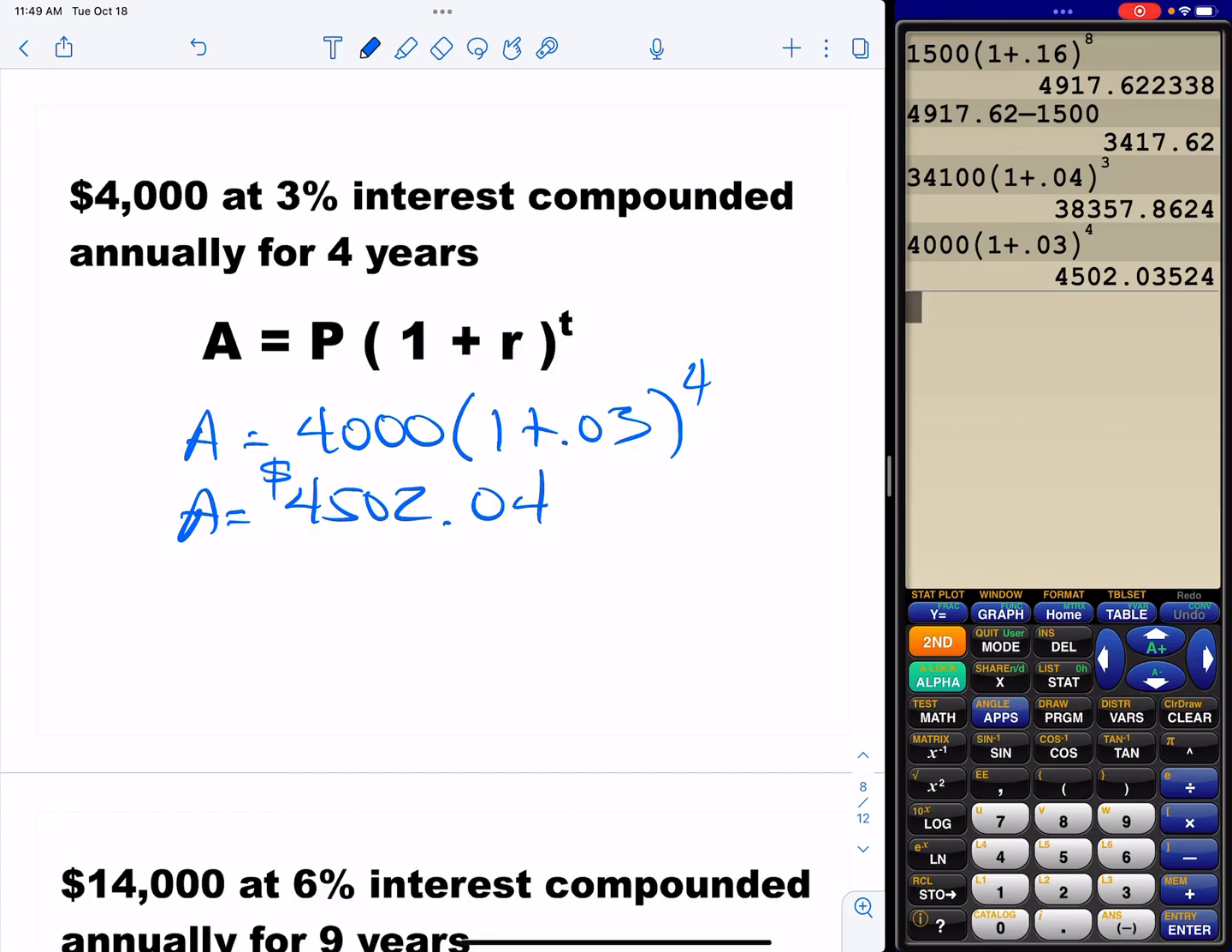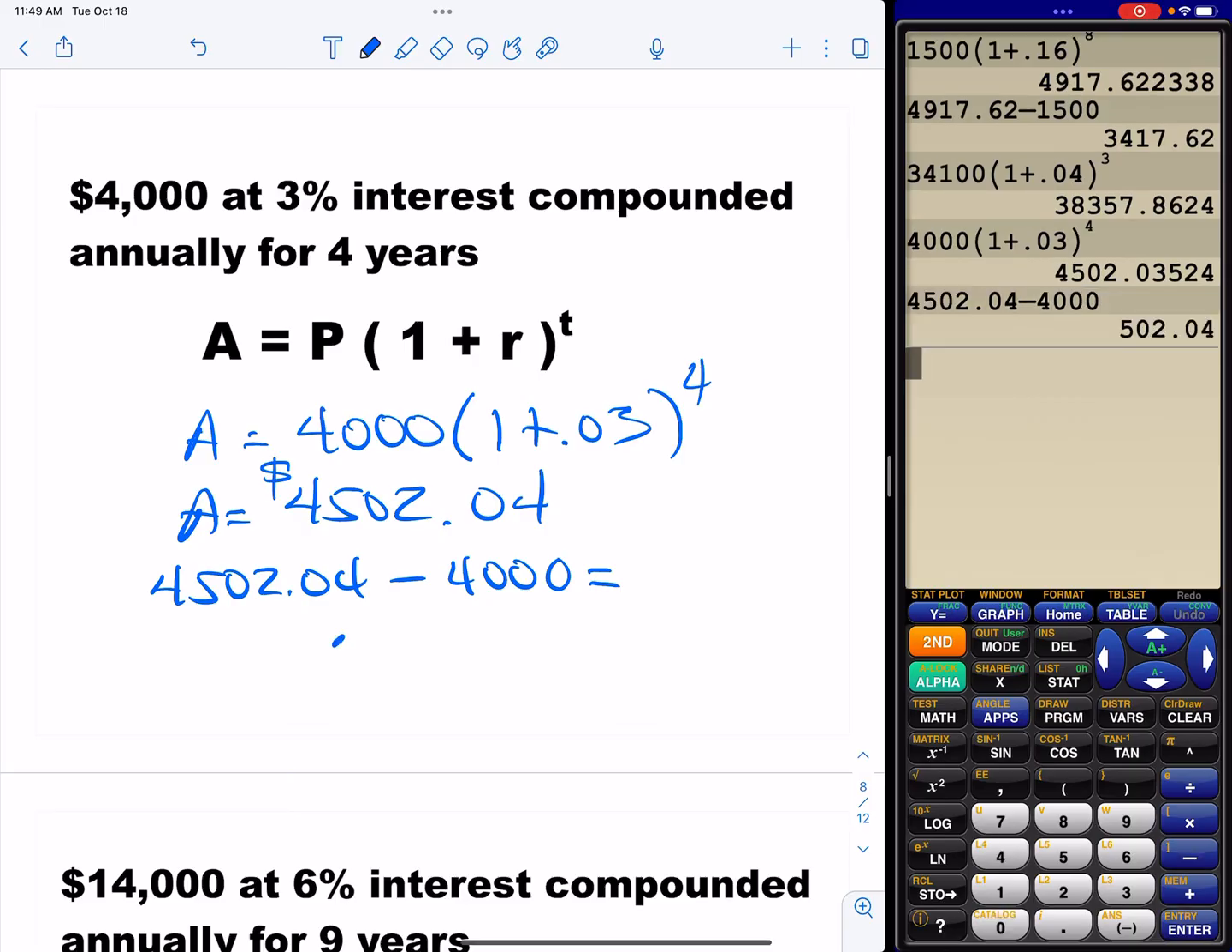Now, if this question also asked for how much interest have you earned, you're then going to take your 4,502.04 and subtract out the original amount that we started with, our principal. So 4,502.04 minus 4,000, and you end up with amount of interest is $502.04.